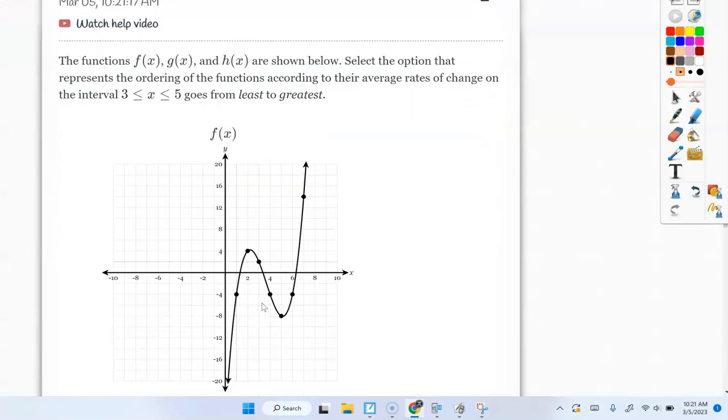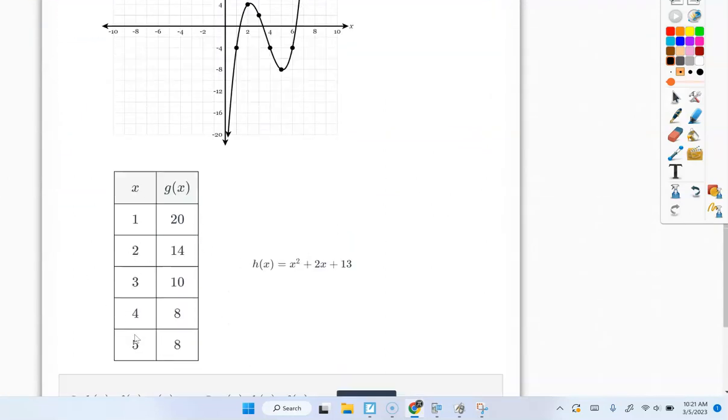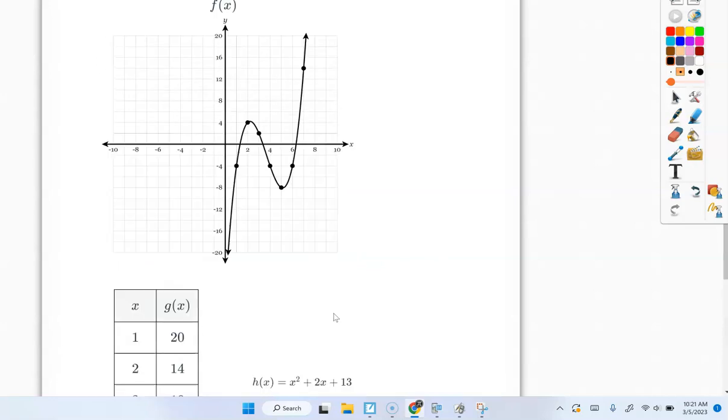So again, from the graph, you grab the points yourself. You're looking at the specific interval. From the table, you circle only the points that they're indicating. And for the equation, you have to put it into the calculator and find the points yourself.